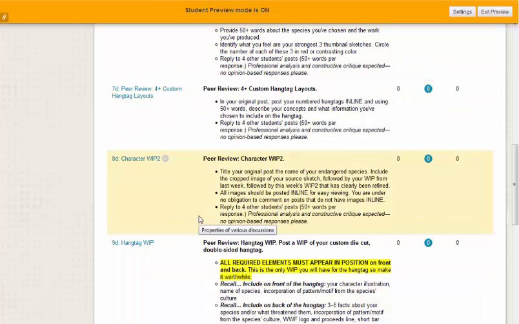Peer reviews of creative projects are performed in the discussion board area. Students are given specific criteria for the formatting of their images. The instructions are given for word count per response. Students are encouraged to utilize their graphic design vocabulary when critiquing peer works.